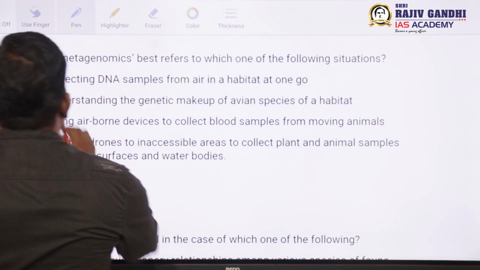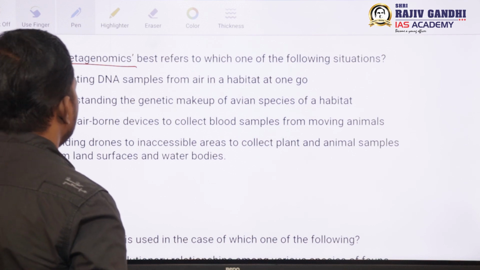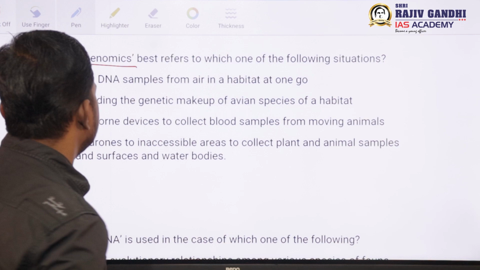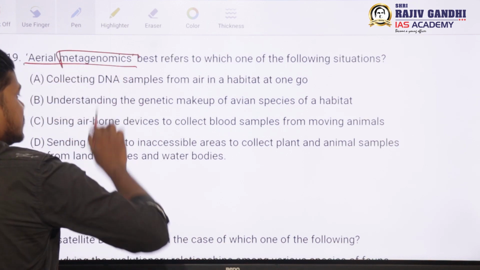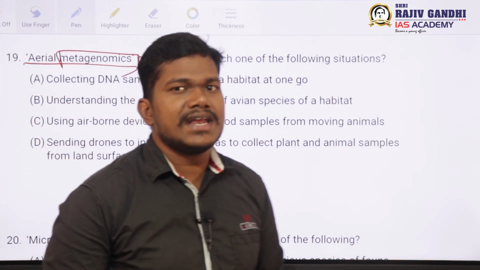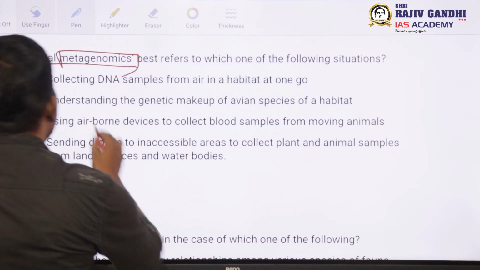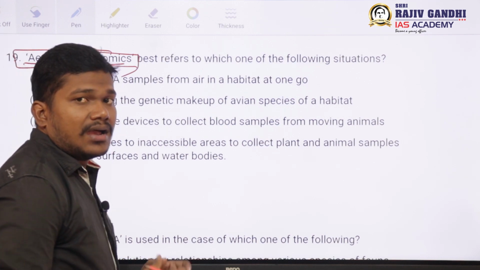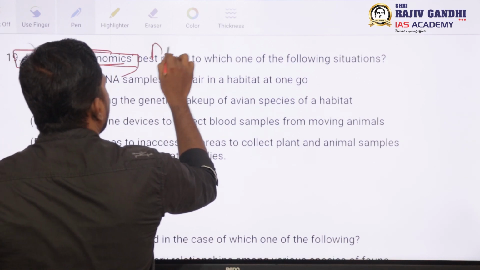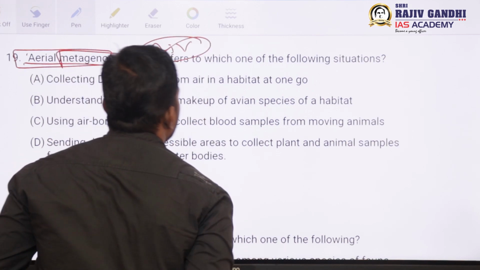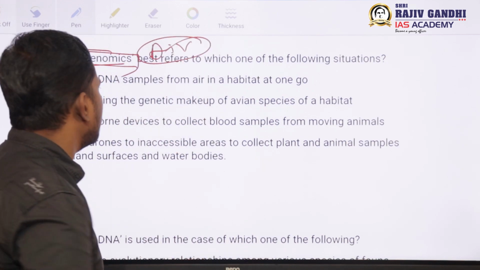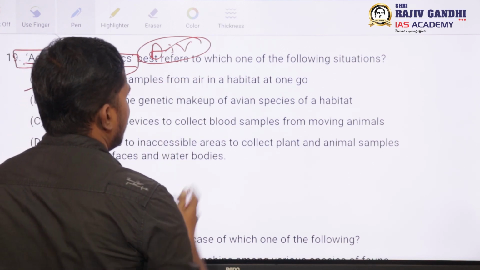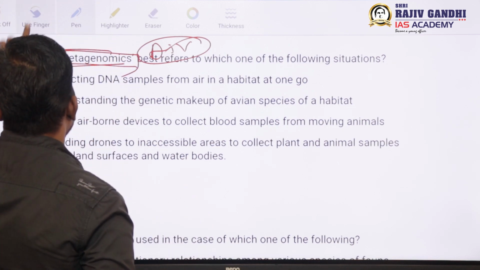The 19th one, aerial metagenomics. Aerial metagenomics best refers to which one of the following situations? Metagenomics is the process of capturing DNA in the environment, while aerial metagenomics is the process of collecting aerial, that is air, samples and analyzing the properties of microbes. It best suits collecting DNA samples from the air in a habitat at one go, option A.